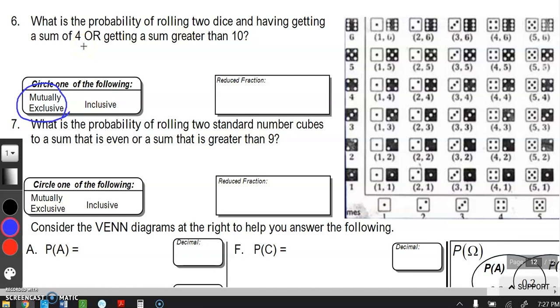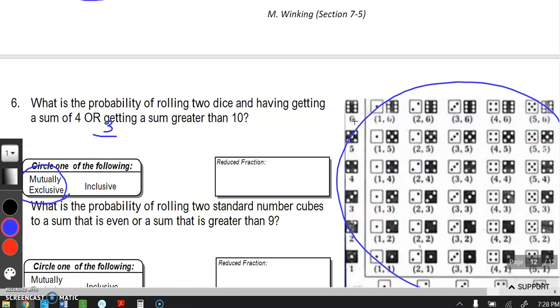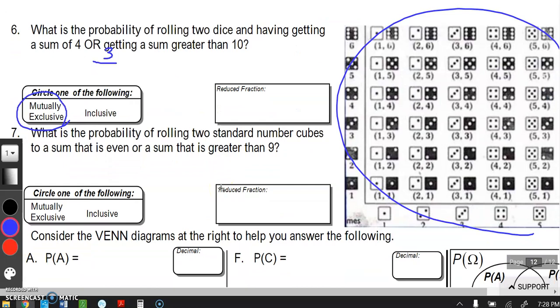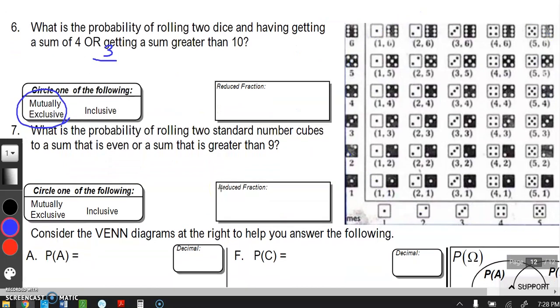Well, a sum of 4 could be a 3 and a 1, a 2 and a 2, or a 1 and a 3. So those 3. So there's literally 3 different possibilities. And then there's 36 total possibilities. 6 times 6, that's 36 different rolls that you could have. So that's 3 out of 36.